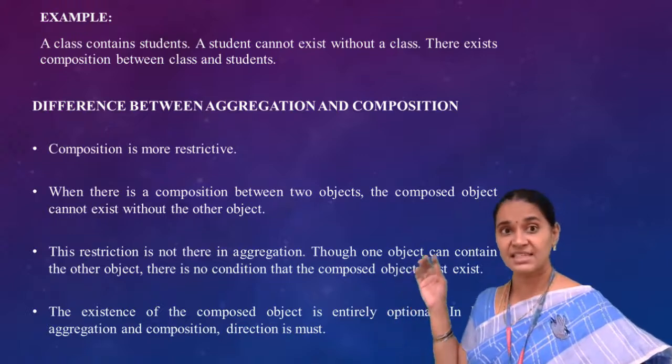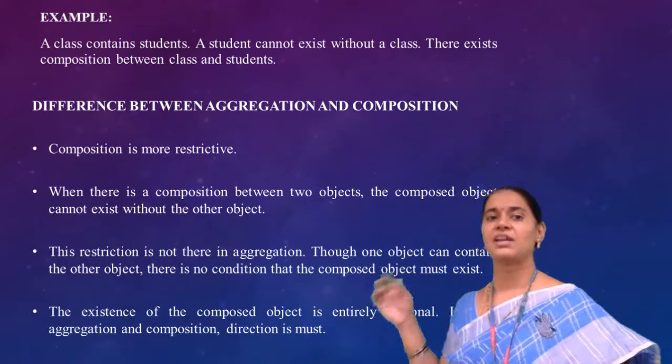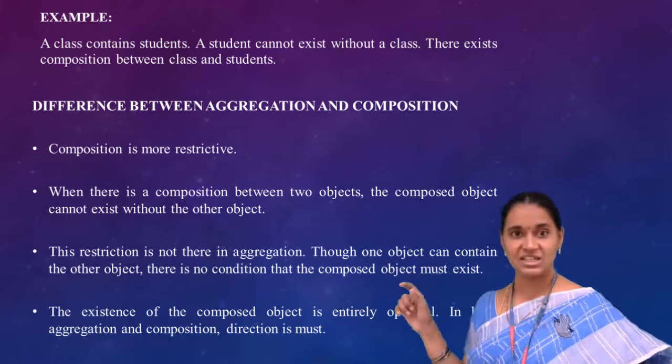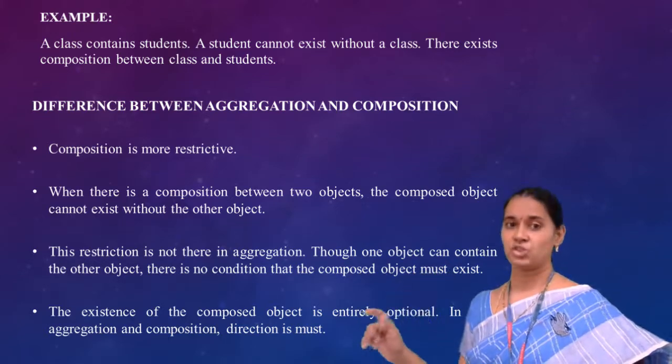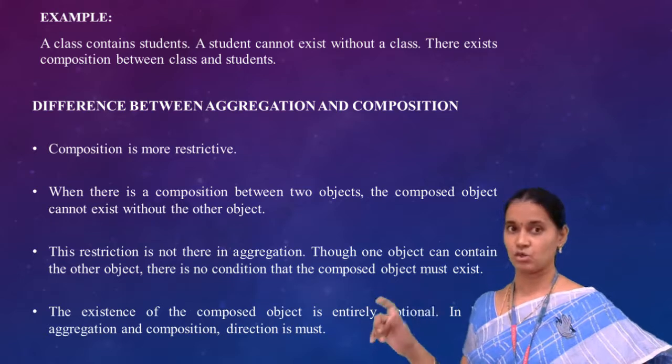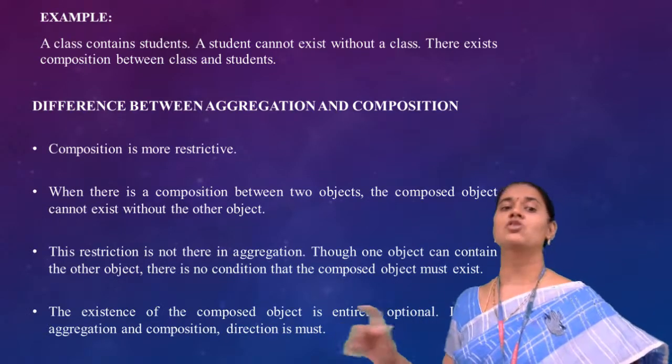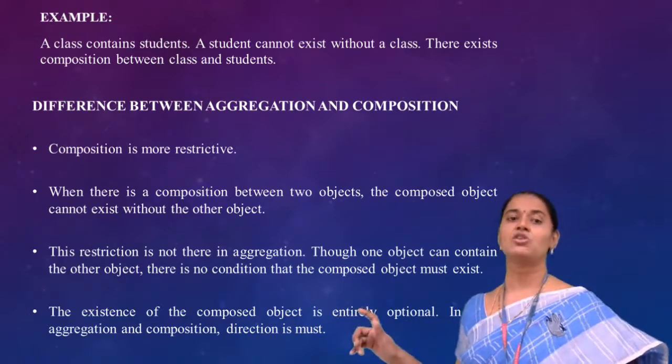There I am placing a restriction on the student that he cannot exist if there is no class. That restriction is called composition, which is more restrictive, whereas in aggregation there is no restriction.